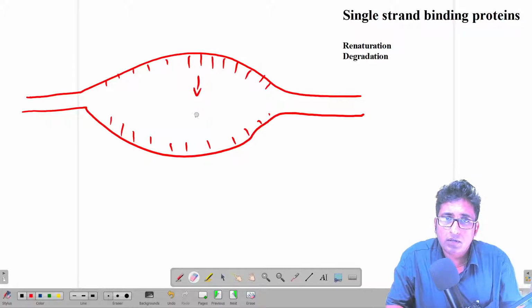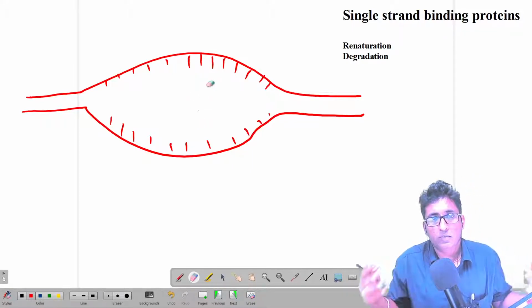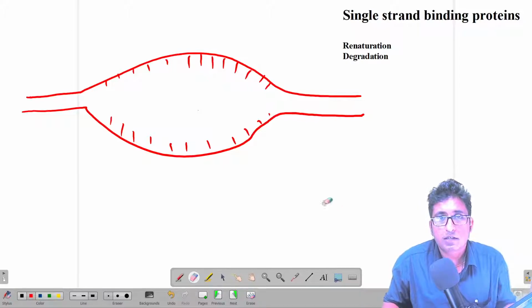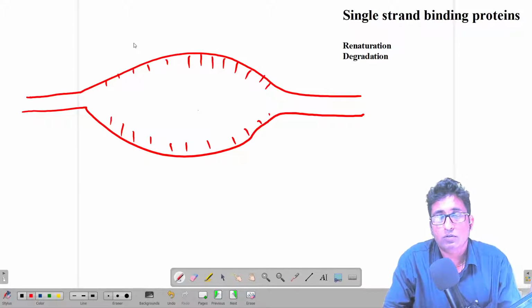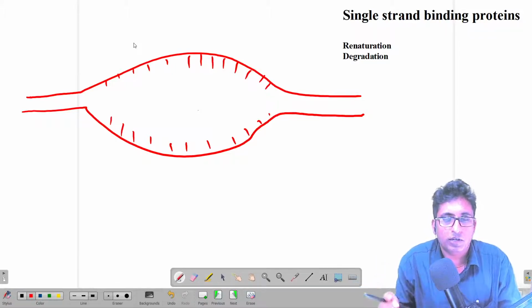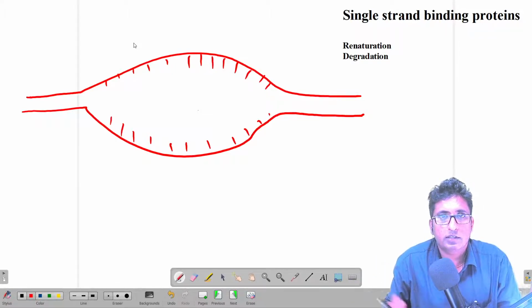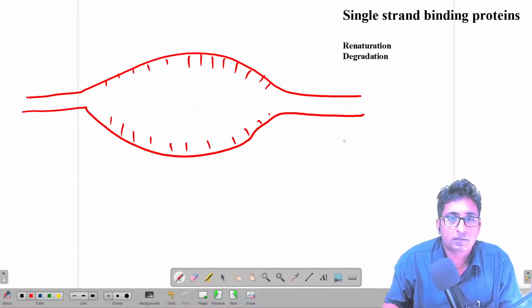And there is also one other risk: if we have single-stranded DNA too much exposed for too long, there is a good likelihood that it might get damaged by endonucleases or other things. Somehow there should be protection, and most importantly, we need to prevent renaturation. Otherwise, all the work that Helicase has done is going to waste.